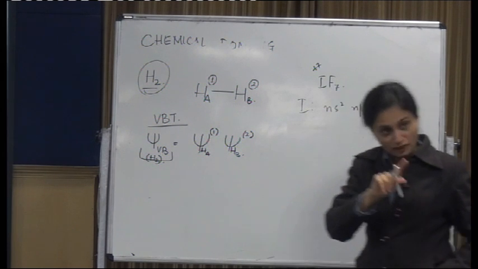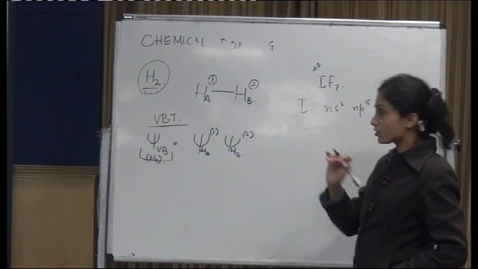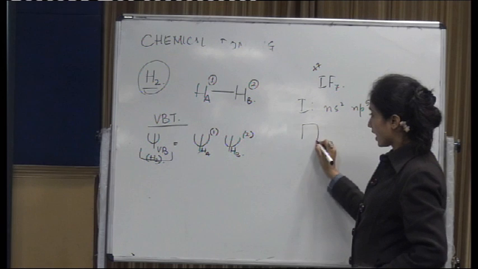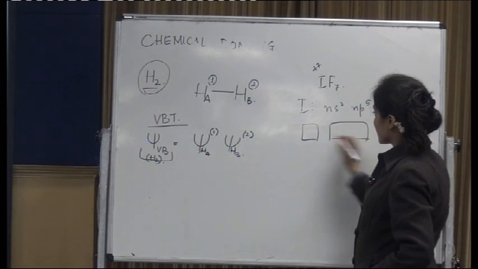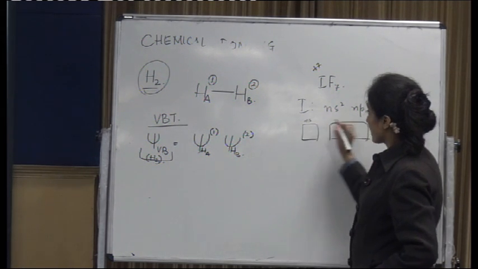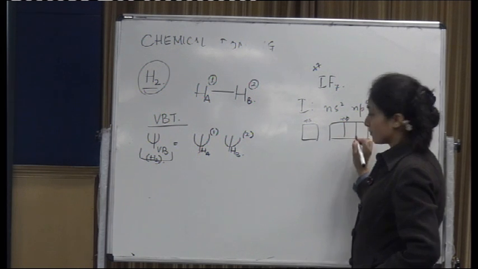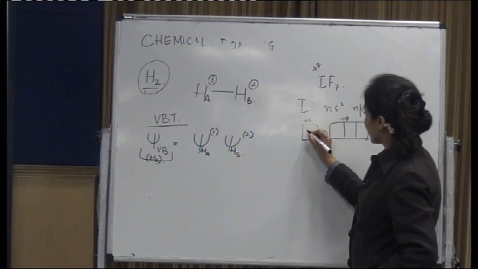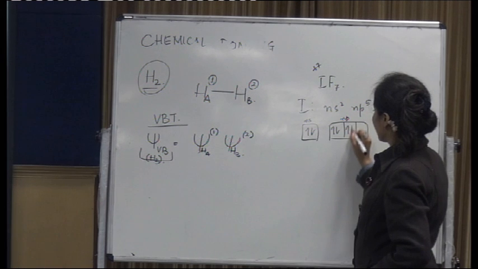We are talking about it. Just see. First you see this. I am coming to that point. See. Now this is your NS and this is your NP. This is clear to everyone? NS2 and you have NP5.